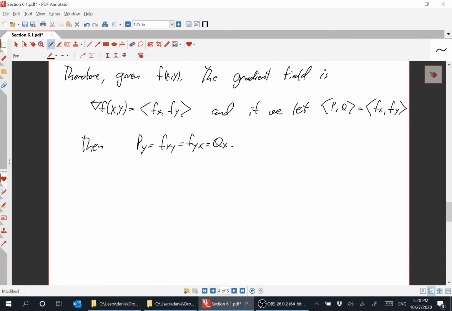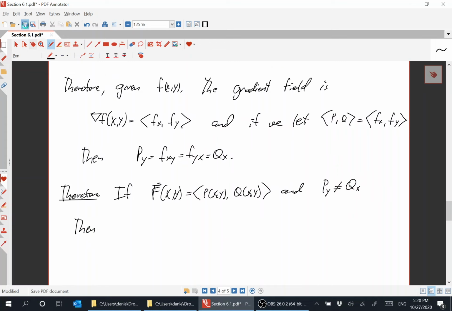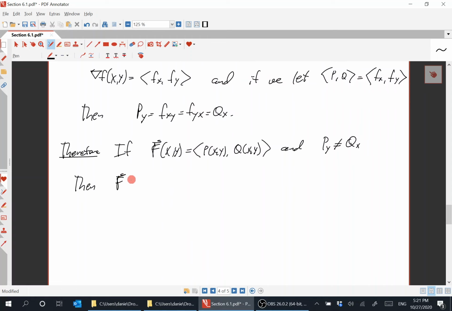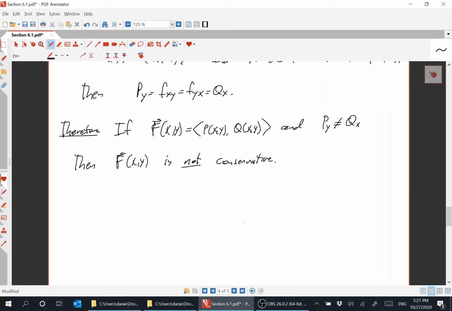Therefore, we get the following theorem. Therefore, if a vector field F of x,y is equal to P comma Q, and the derivative of P with respect to y is not equal to the derivative of Q with respect to x, then F is not conservative.